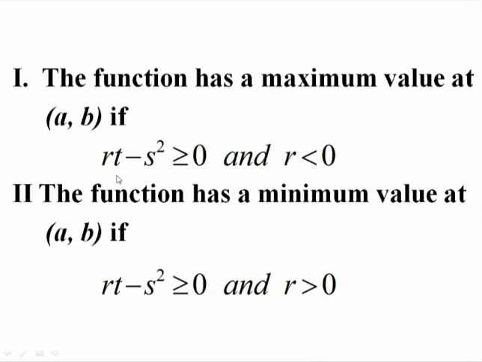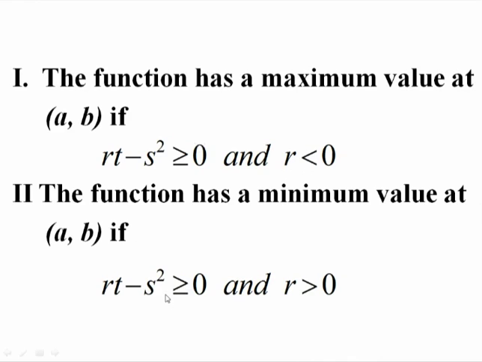So if rt minus s square is greater than or equal to 0 and r is either positive or negative, or even we can put the condition on t also. Here we can check whether t is less than 0 or t is greater than 0. Here we can observe that r and t must have the same sign. We can check it and observe it in the examples also. So here we can write the condition that either r is less than 0 or t is less than 0.